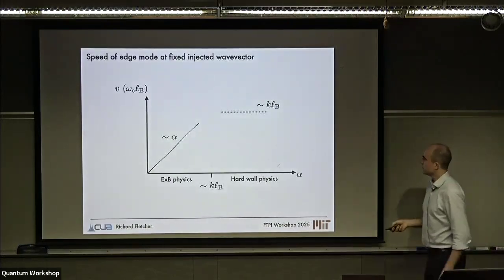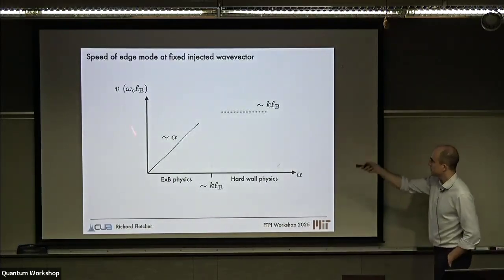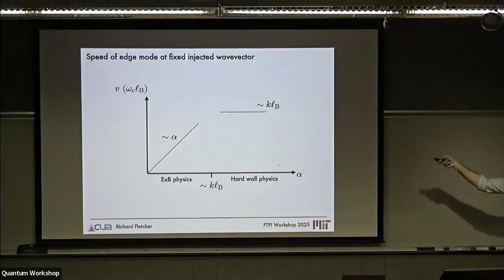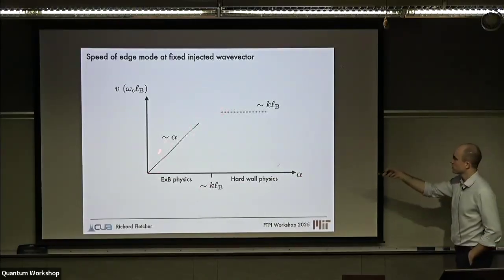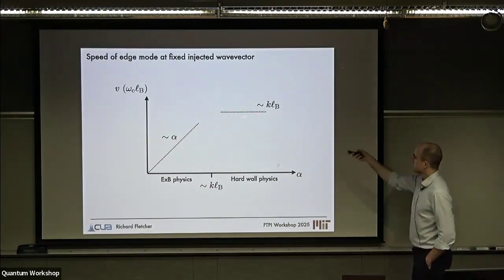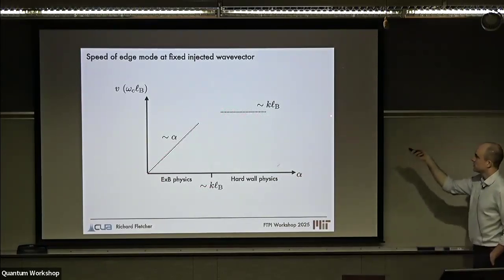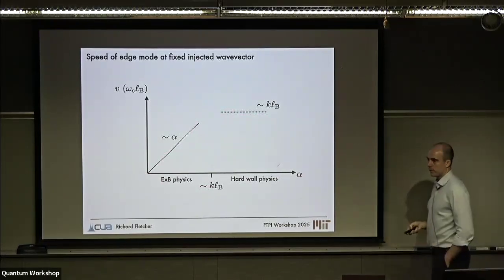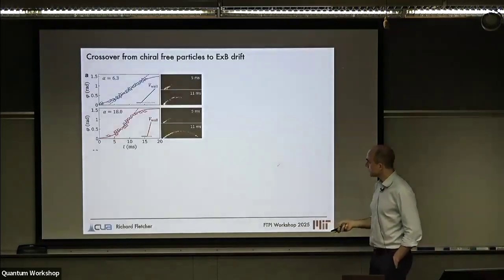And so just to summarize that expectation, we think that if we look at the speed of the edge mode versus edge sharpness, there should be an E cross B type regime where the speed is proportional to the steepness, and then this should eventually saturate at a propagation speed independent of the steepness, set purely by the wave vector and the free particle dispersion.